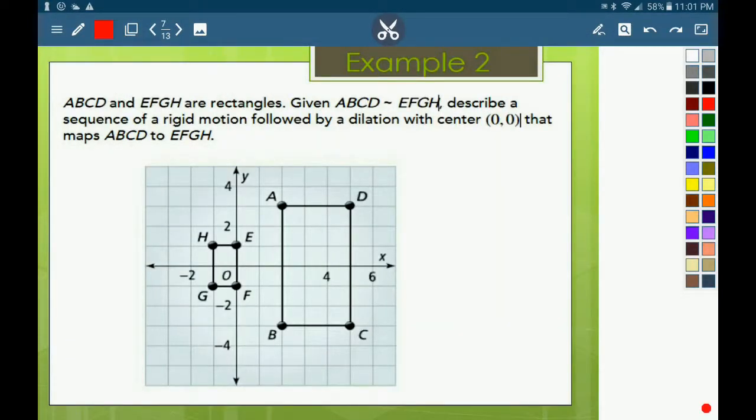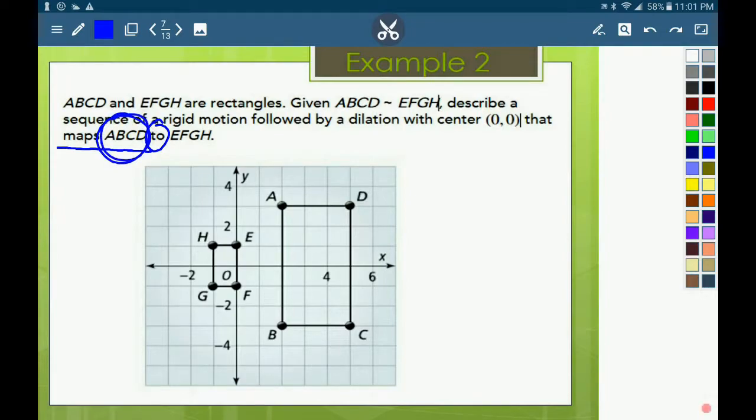Alright, in the second example, ABCD and EFGH are rectangles. Given ABCD is similar to EFGH, we're going to describe a sequence, so multiple transformations, followed by a dilation with center 0, 0 that maps ABCD to EFGH. So first, let's take note of which one we're moving. It says we're going to map ABCD to EFGH, so we're going to be moving ABCD.